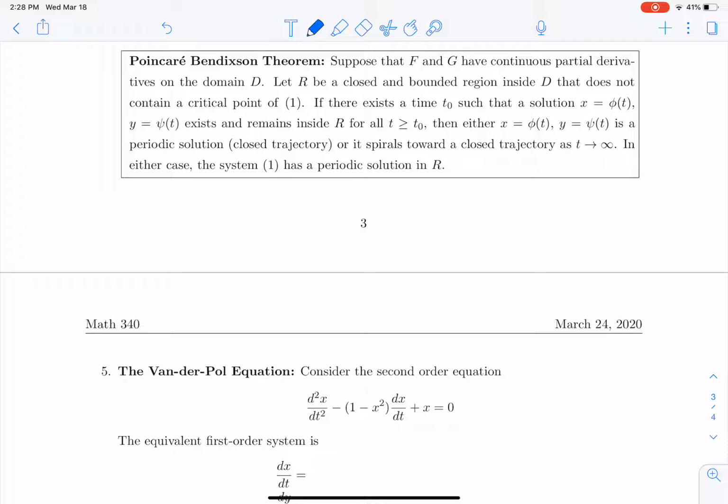point of our system. If there exists a time such that a solution, x being phi of t and y being psi of t, exists and remains inside R for all t greater than t0, then either that is a periodic solution or it spirals towards a closed trajectory as t goes to infinity. In either case, the system 1 has a periodic solution in R. So this gives us a way to see if we have a periodic solution inside of a domain.